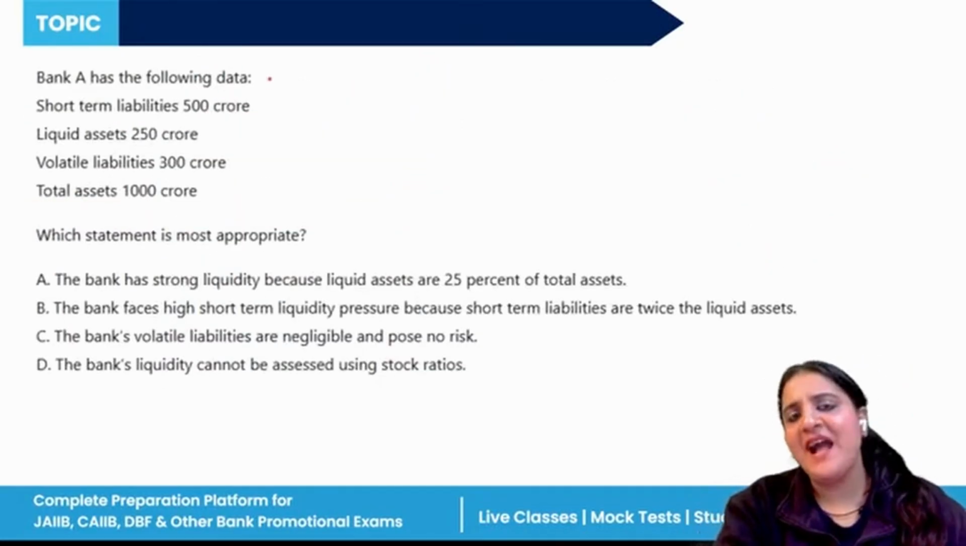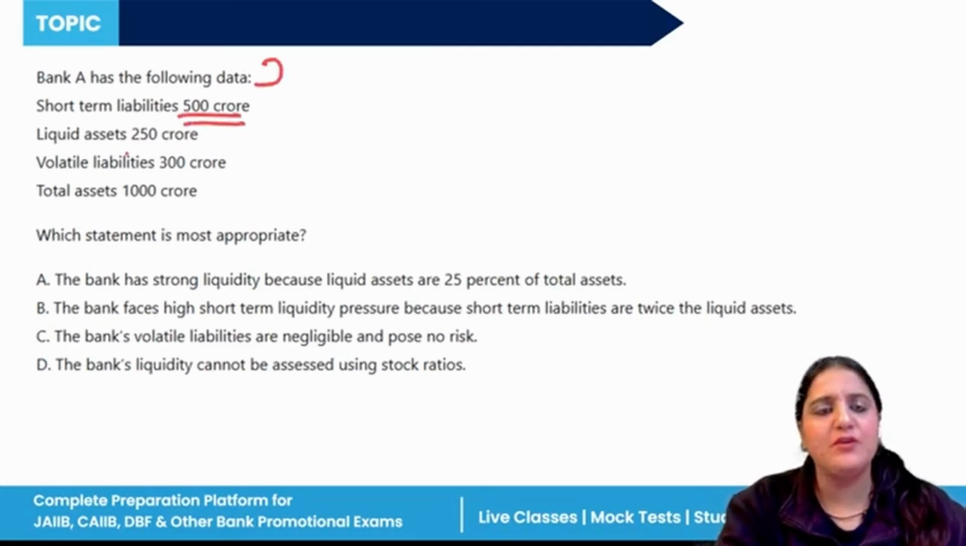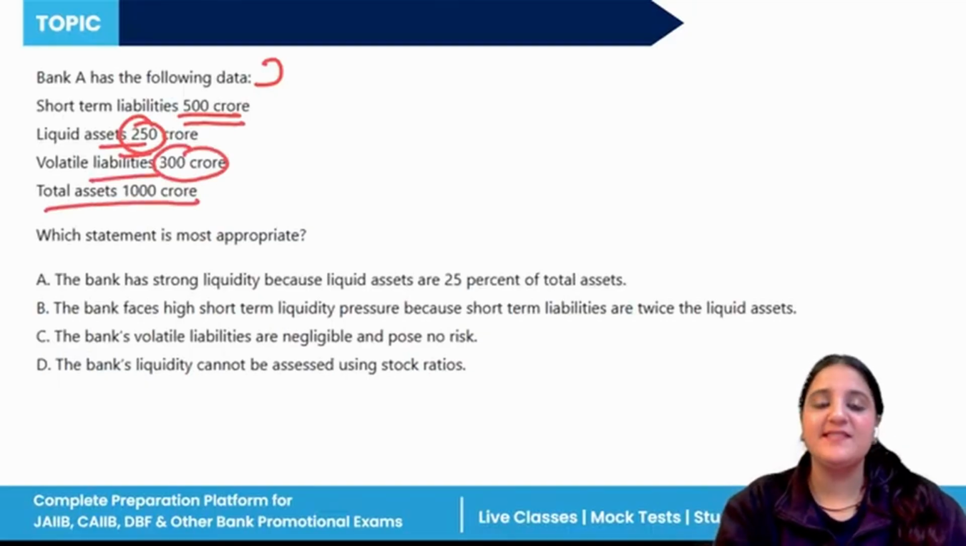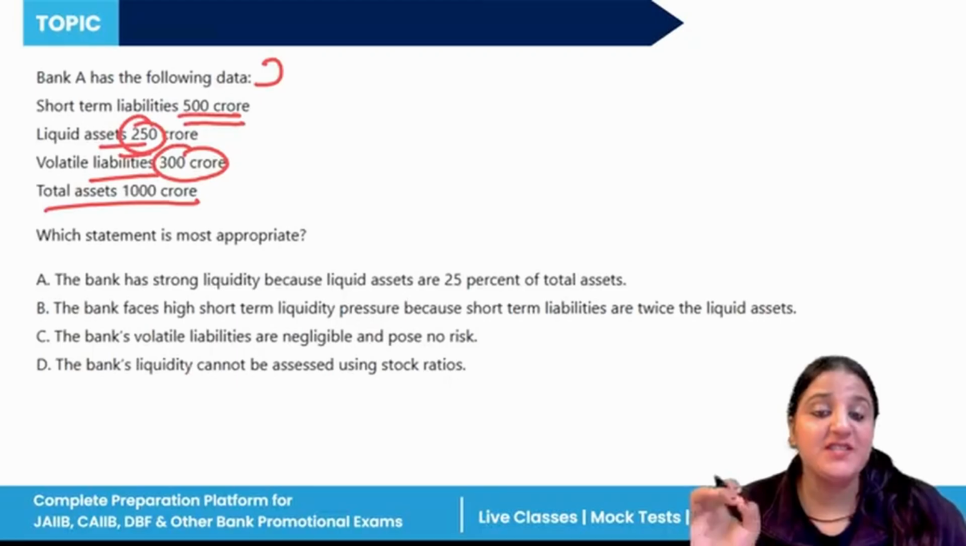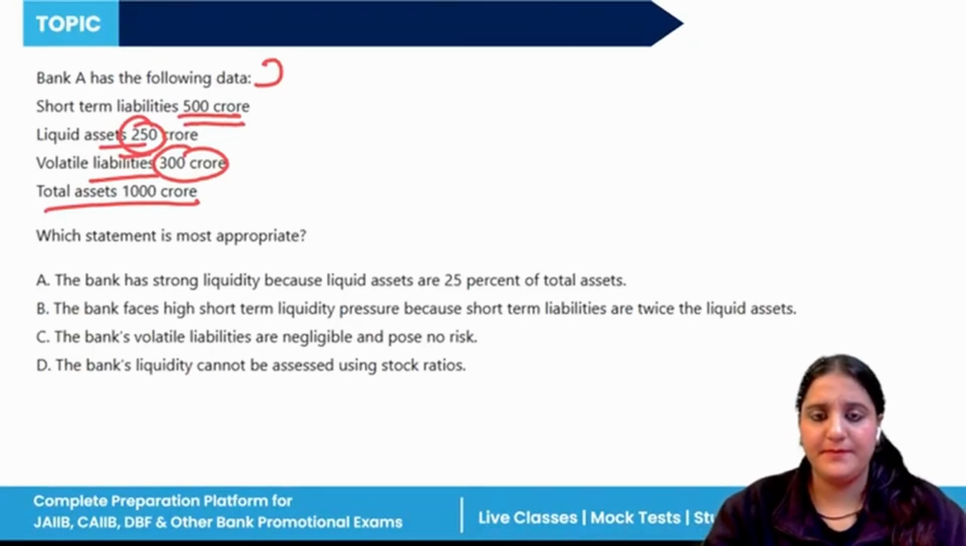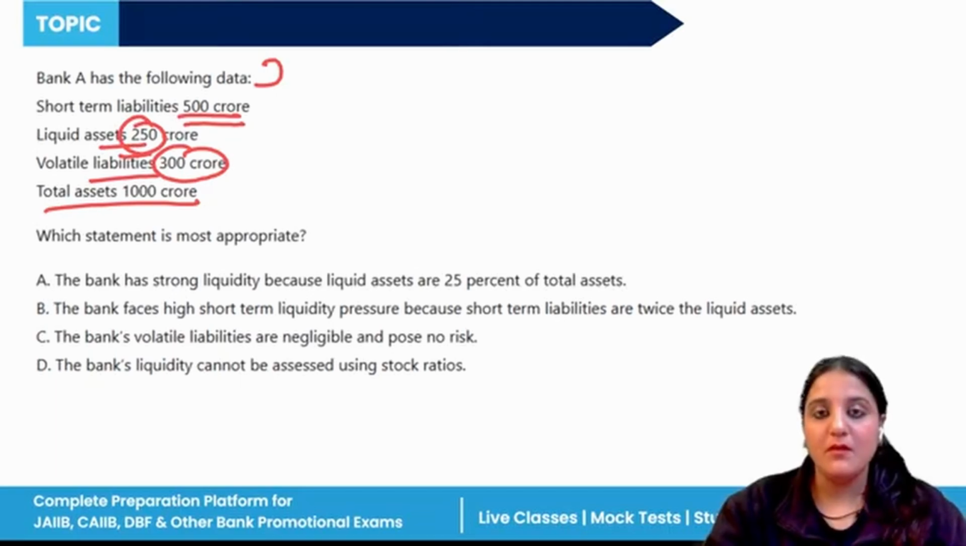Now, if a bank has the following data: short-term liabilities of 500 crore, liquid assets of 250 crore, volatile liabilities of 300 crore, total assets of 1000 crore. So which statement is appropriate here?